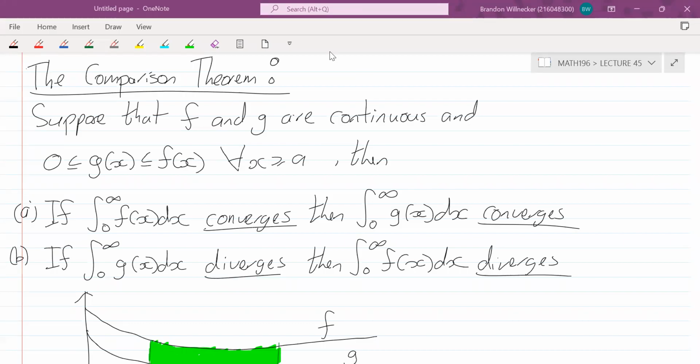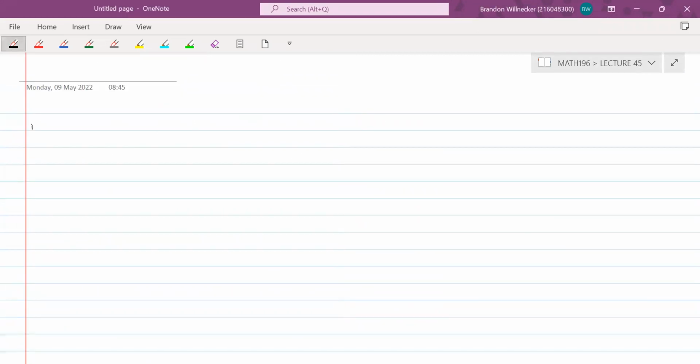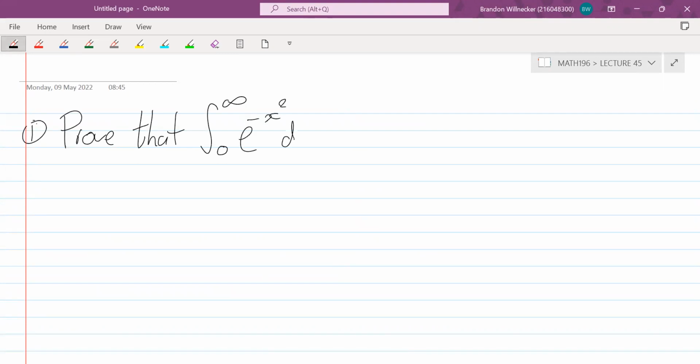Okay, so that's the comparison theorem. Let's go through some examples on that. Okay, example number 1. Prove that the integral from 0 to infinity of e to the minus x squared dx is convergent. Okay, so we want to prove this.